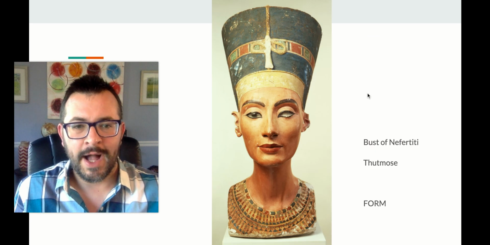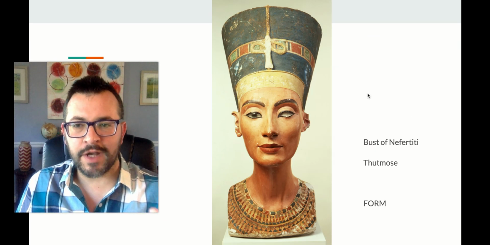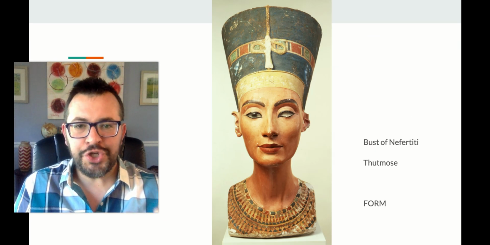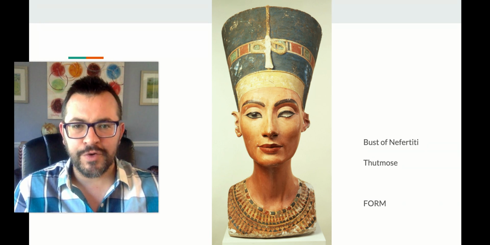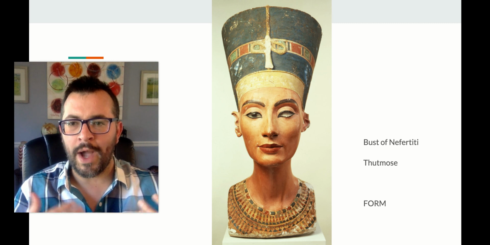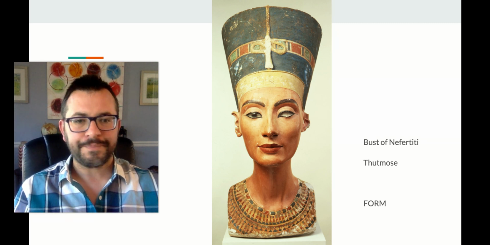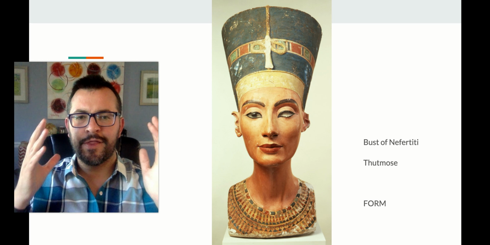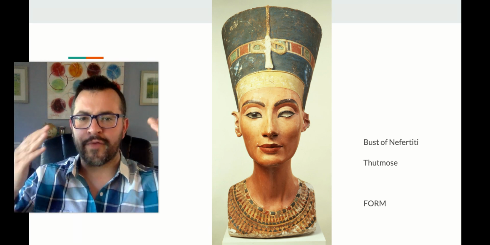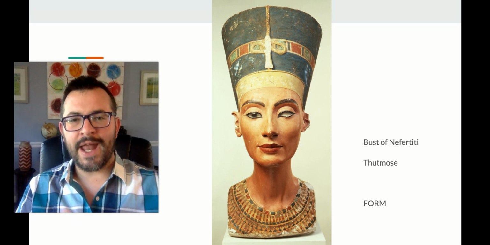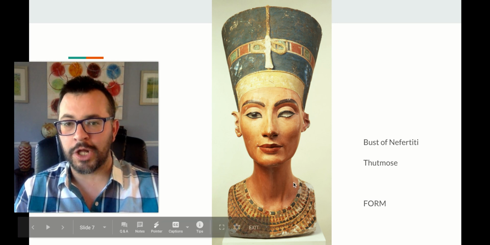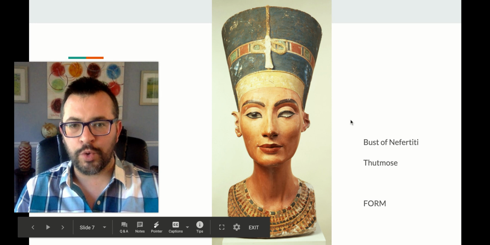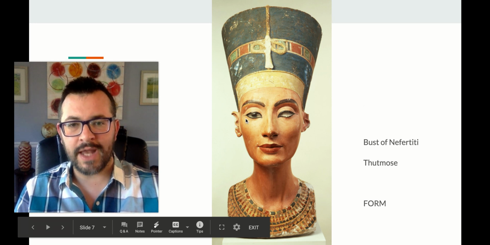Now this is the bust of Nefertiti by ancient Egyptian sculptor Thutmose. And Nefertiti was the wife of the pharaoh Akhenaten, and Thutmose created this sculpture of her head and neck. And this is an actual form. This is really a three-dimensional object. It's carved out of wood, and you can see that he has actual three-dimensional shapes here.